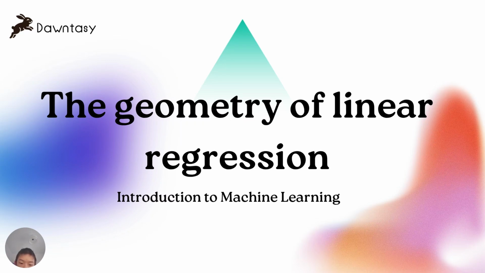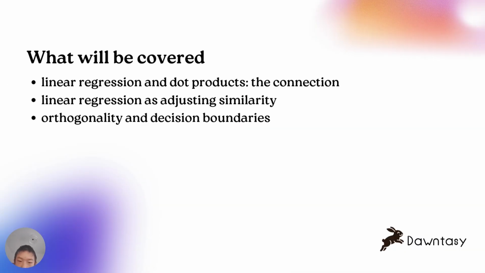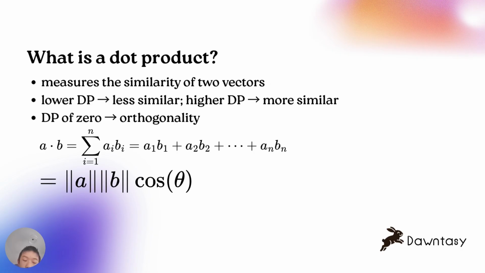Hello, today I'll be talking about one of the more profound parts of linear regression, the geometry of it. So far, we've only been talking about it from the point of view of statistics, how it's about fitting a line of best fit. But there's a deeper connection. Let's dive in. First, let's recap some basic linear algebra.